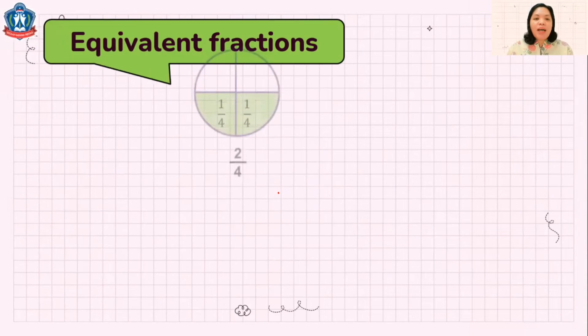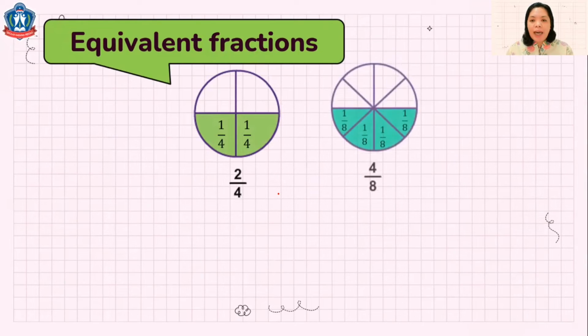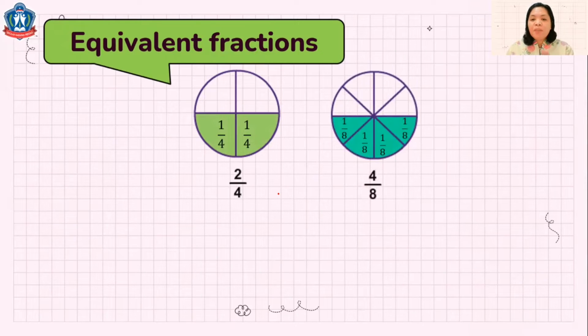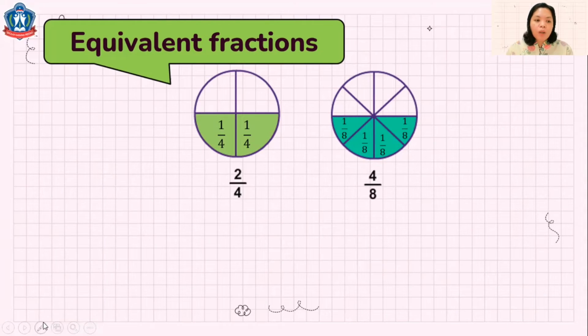Okay, equivalent fractions. Look at here. My first fraction is 2/4. It consists of two 1/4s. So 1/4 plus 1/4 is 2/4. I have 4/8. 4/8 consists of four 1/8s. So if we add all these four 1/8s, this is equal to 4/4.